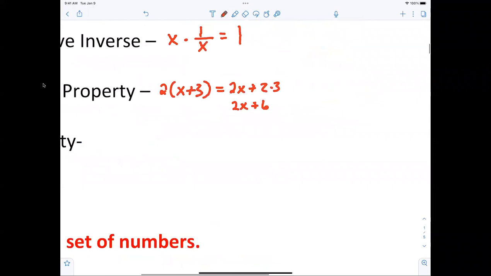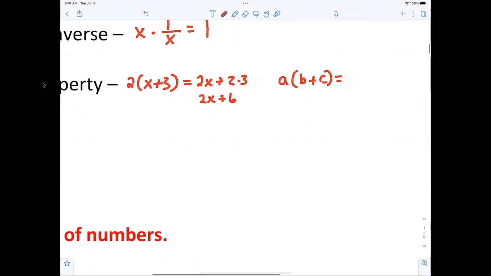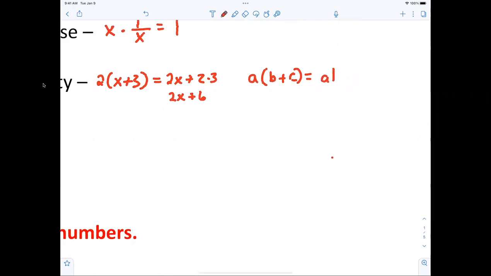So here's the real thing though. A, open parentheses, B plus C. This would be the example that I want you to write down. So that answer would be AB plus AC. That's the example of the distributive property. Distribute means you multiply over the addition.